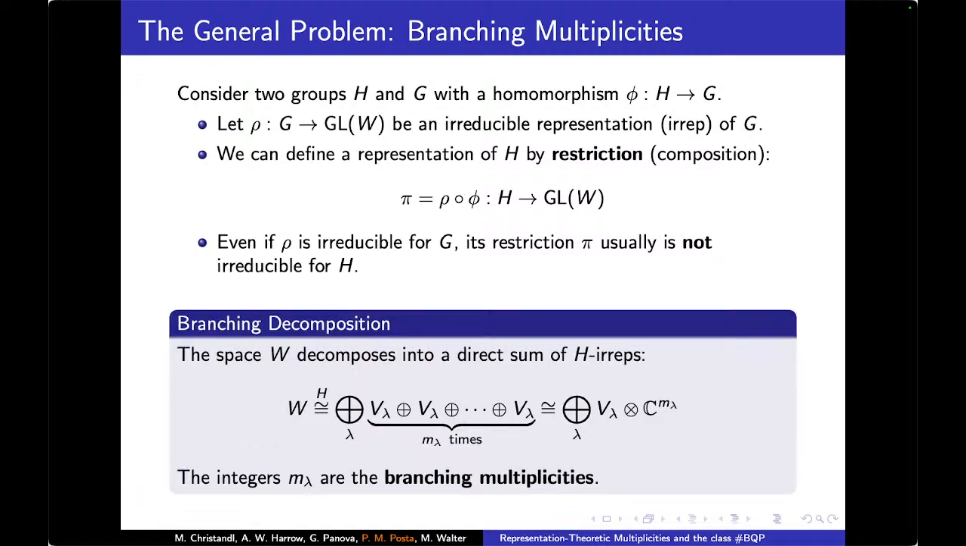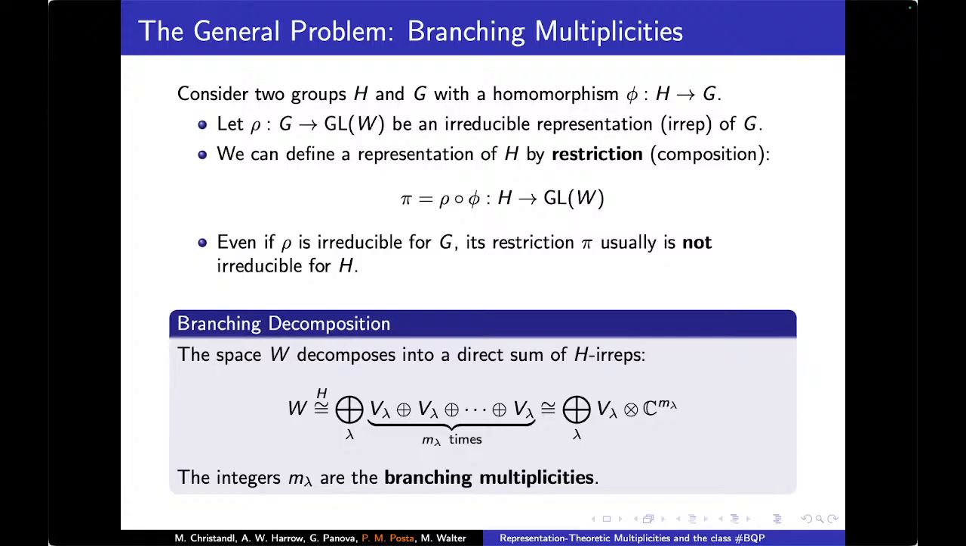When you look at the representation spaces, you can get this kind of decomposition. You decompose into the isotypic components for the smaller group representation, and you can very nicely pack all the multiplicities up in this multiplicity space. How many times each irreducible representation appears is called the branching multiplicities with respect to this problem. So you have to specify, of course, G, H, phi, rho, and everything.